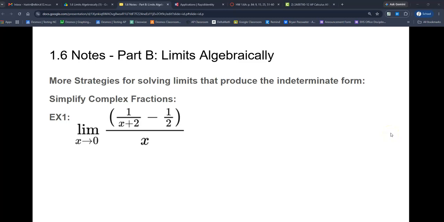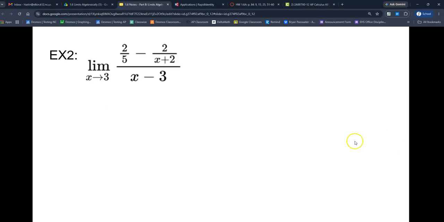Okay, so what is the first thing we are always supposed to do? Plug it in. So we are always supposed to plug in first. Uh-oh.